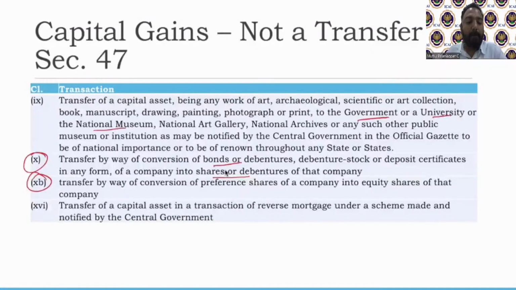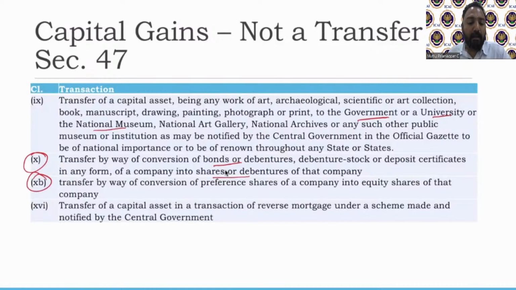Okay. So this reverse mortgage is only where the government announces a scheme for reverse mortgage. Whenever you need an additional loan amount, you do another mortgage, and that is what you make as a reverse mortgage. Through this scheme, you get extra money, and that is not called a transfer. So it's only to get a source of additional funds.